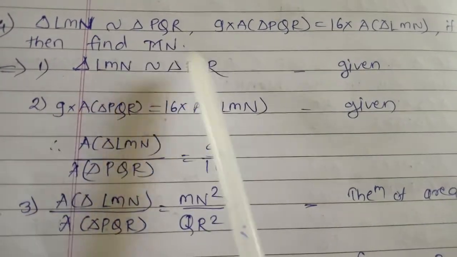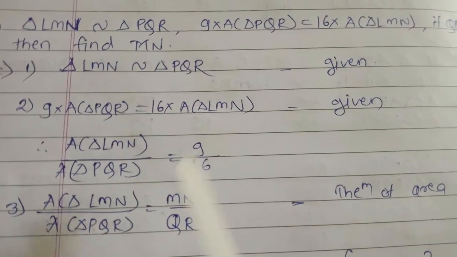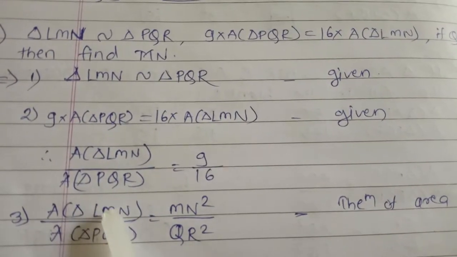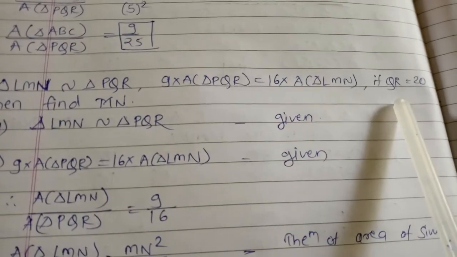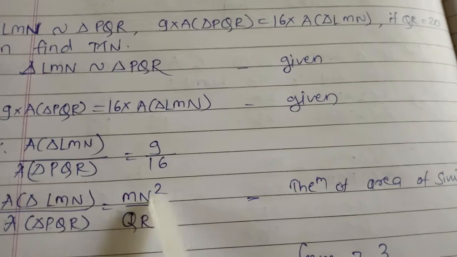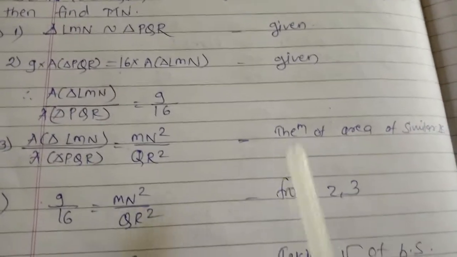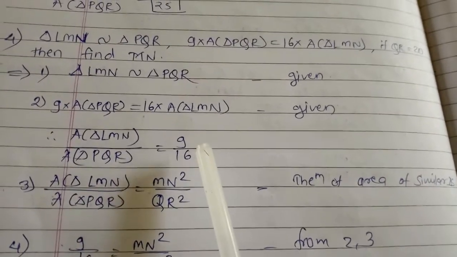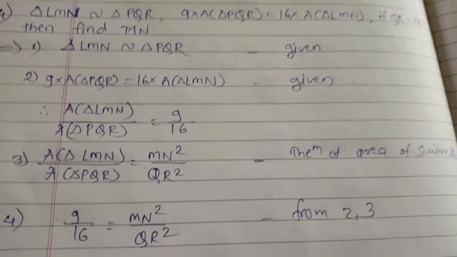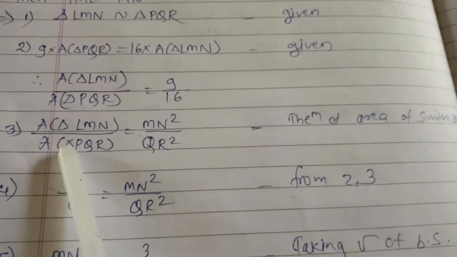Now since the triangles are similar, the ratio of the areas of these two similar triangles is equal to the ratio of squares of their sides. Since in our example we are given QR, we take MN upon QR, that is MN square upon QR square, by the theorem of area of similar triangles. Now we put down the value: the ratio of areas of these two triangles is 9 upon 16. So we write here 9 upon 16. The reason is from the second and third.